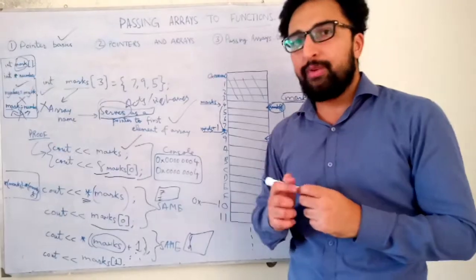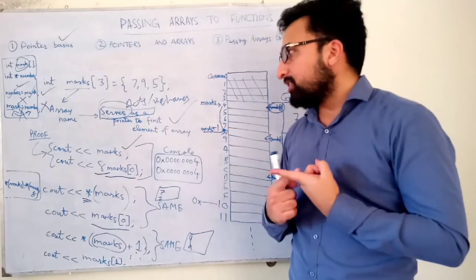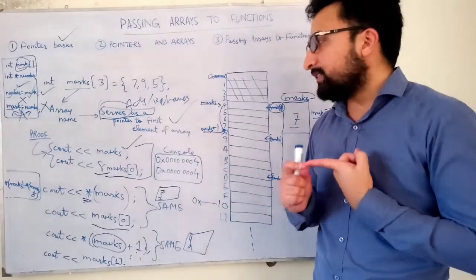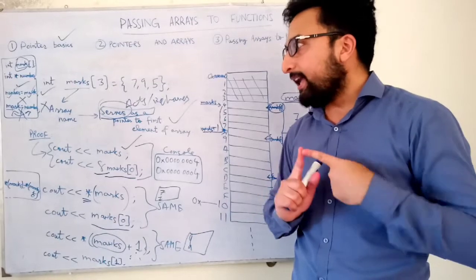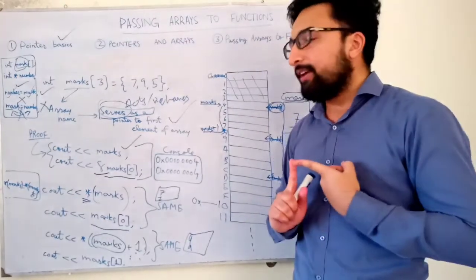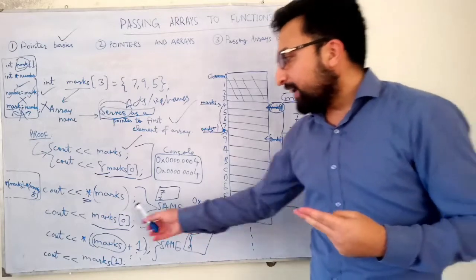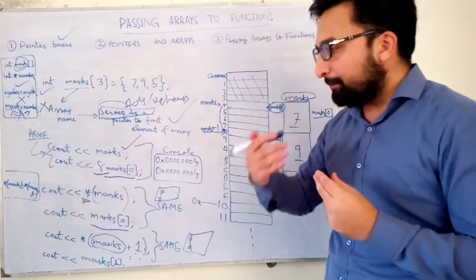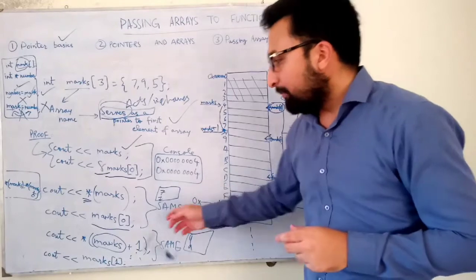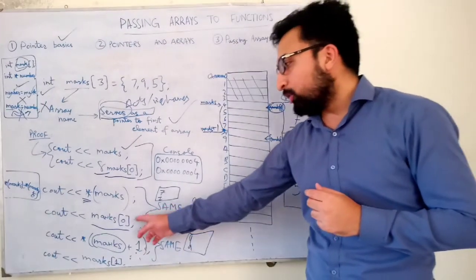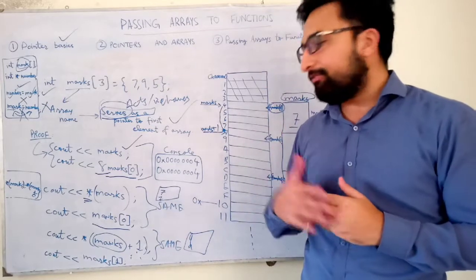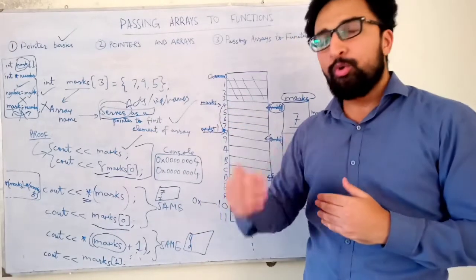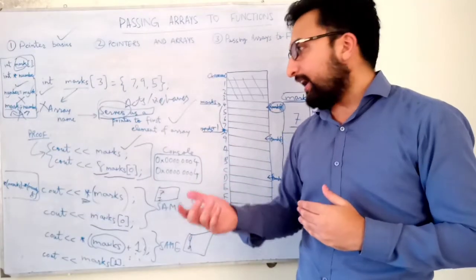Let me summarize some of them now. First, the array name is basically an address, as we saw here, and that address is of the first element of the array. So the array name basically serves as a pointer to the first element of the array. Second, when we write marks of 0, we are basically jumping to the elements of the array. Marks of 0 kept us at the first element of the array. Marks of 1 took us to the second element of the array. Marks of 2 takes us to the third element of the array, and so on.